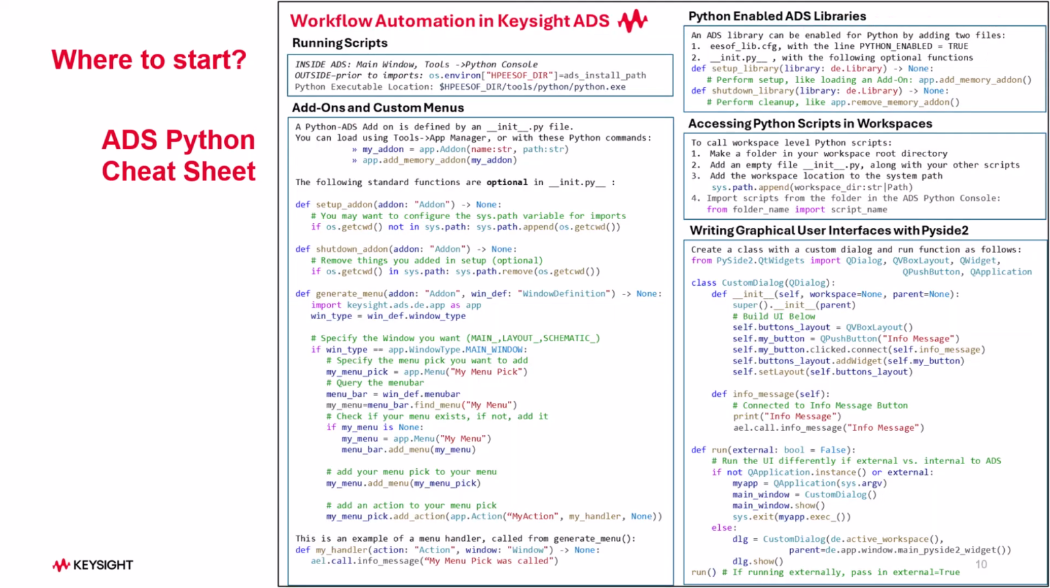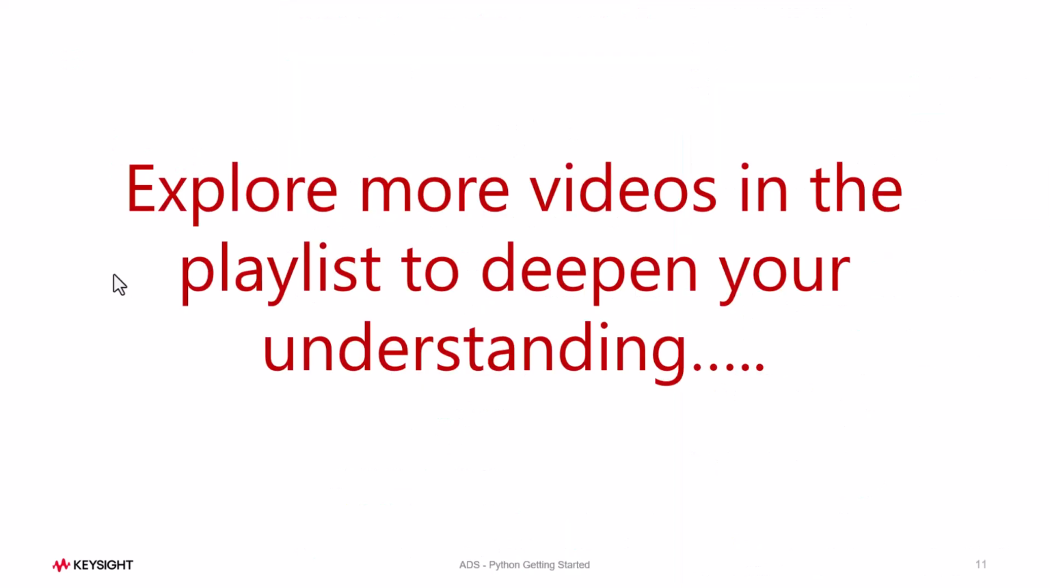Similarly, on page 2, we have a few other useful API functions which can be used to create your own add-ons and custom menus, access your Python script in workspaces, or write a simple GUI using the PySide2 module which is available in ADS. So that's all for the introduction.